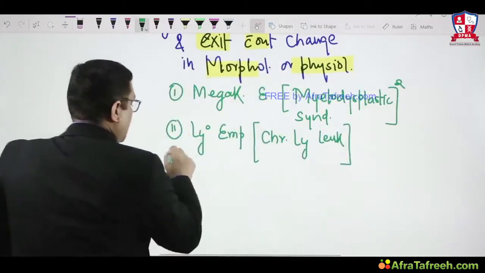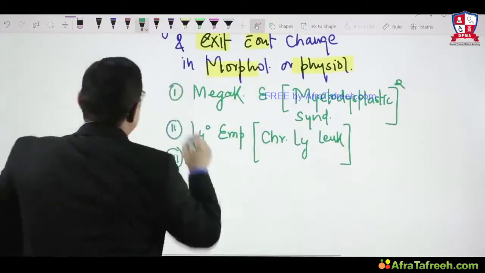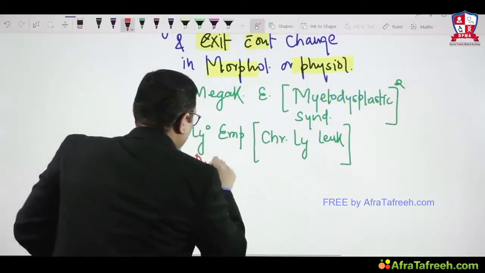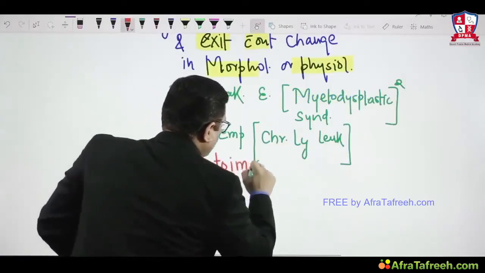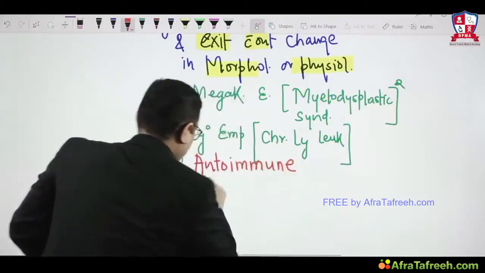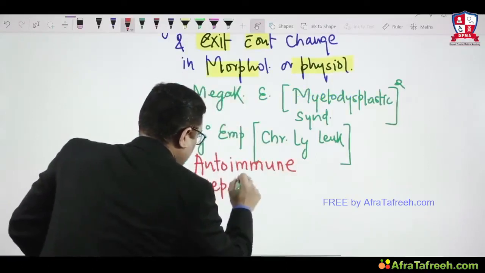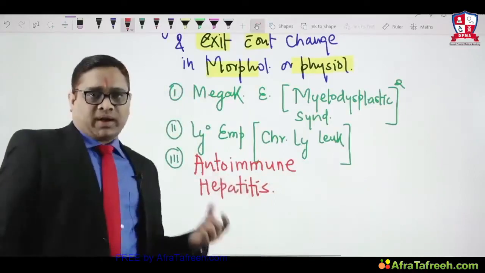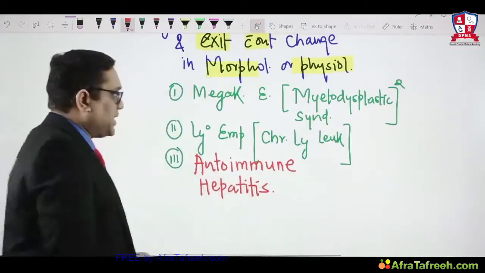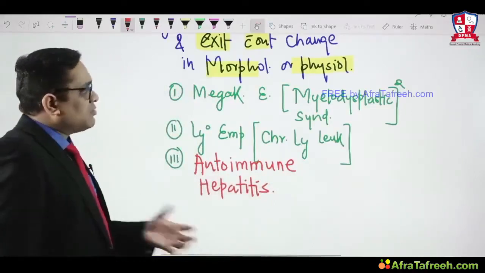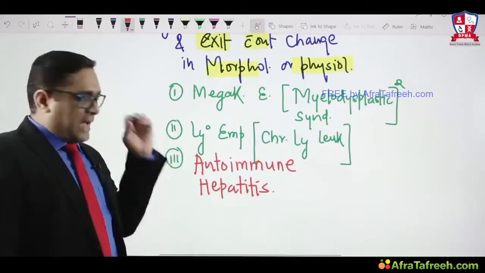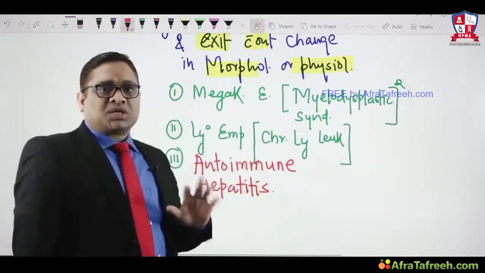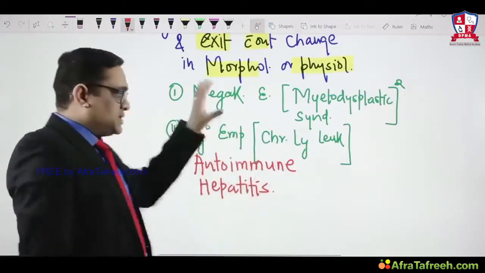Another very important place where you will find it, and when I discuss liver pathology I will mention this again, is autoimmune hepatitis. It is one of the characteristic histological findings of autoimmune hepatitis, right? So these are the three examples which I have enumerated for emperipolesis: active penetration of a cell into another cell, coming out of the cell without changing morphology or physiology.